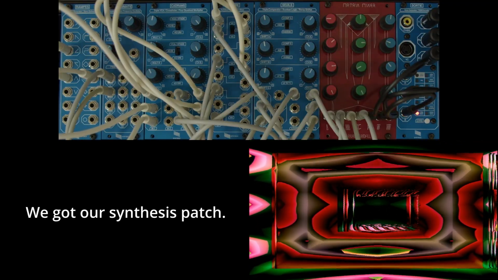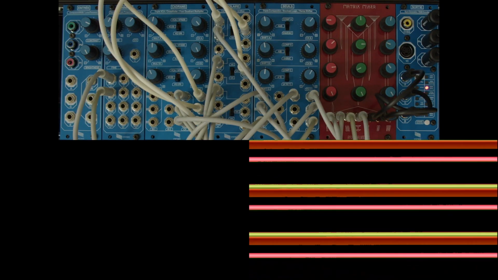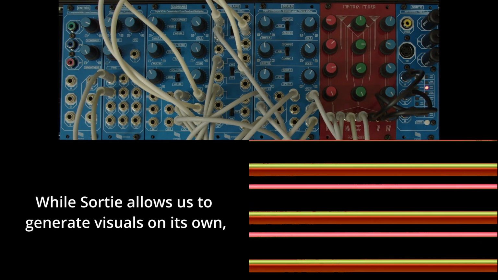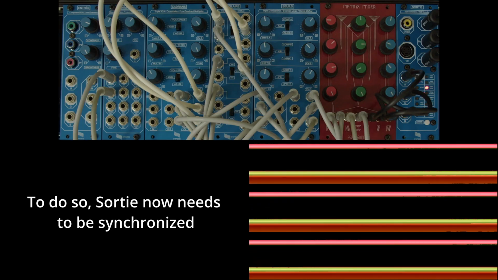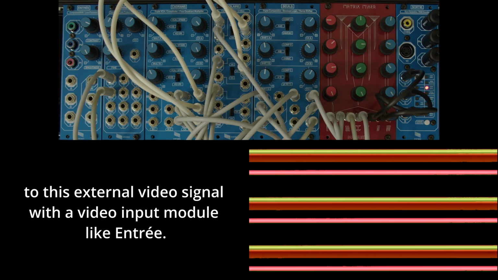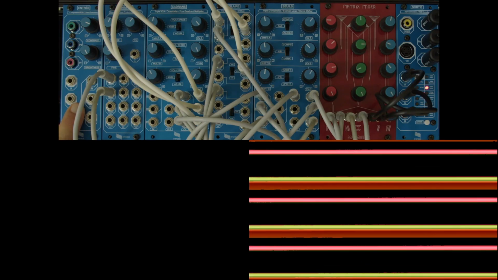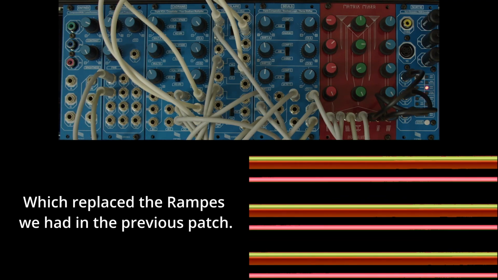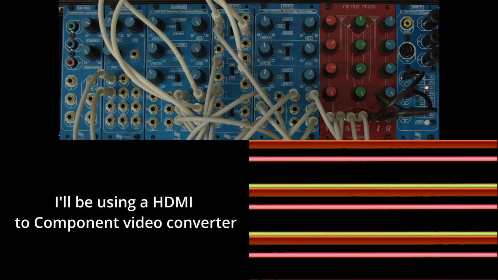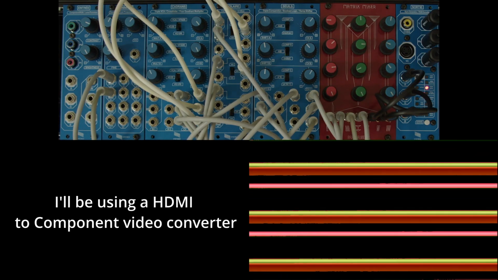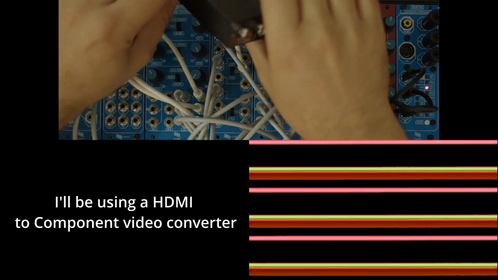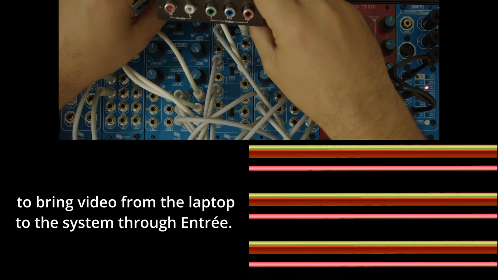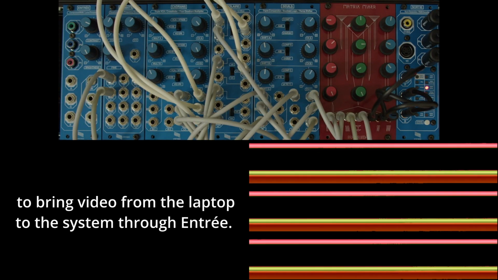Right, we got our synthesis patch. While Sortie allows to generate visuals on its own, it is also possible to process an external video source. To do so, Sortie now needs to be synchronized to this external video signal with a video input module like Entrée, which replaced the ramp we had in the previous patch. So I'll be using a video HDMI to component video converter to bring video from the laptop to the system through Entrée.